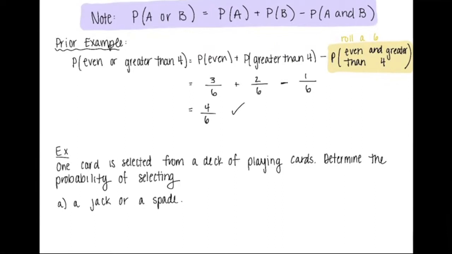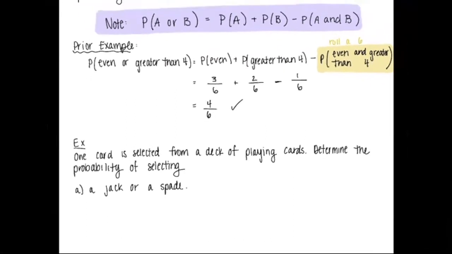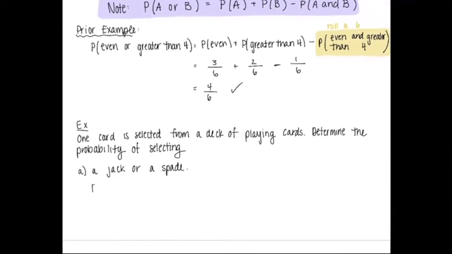So we've got a couple things that we have to find. We consider each event separately. So what is our probability of getting a jack? How many cards out of 52? Yeah, 4 cards out of 52 are jacks.